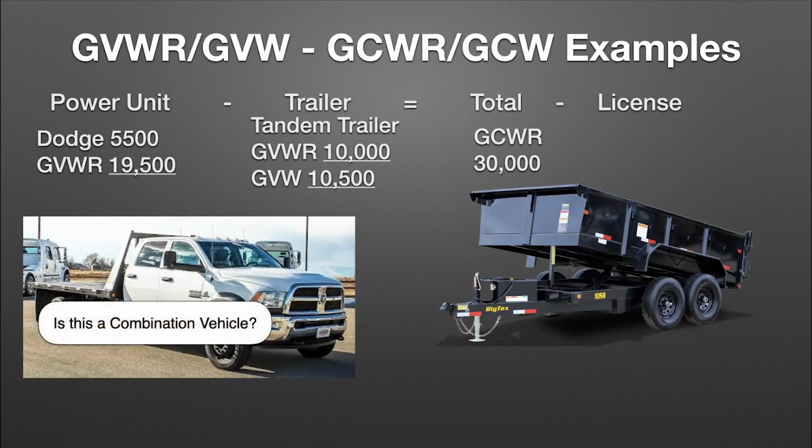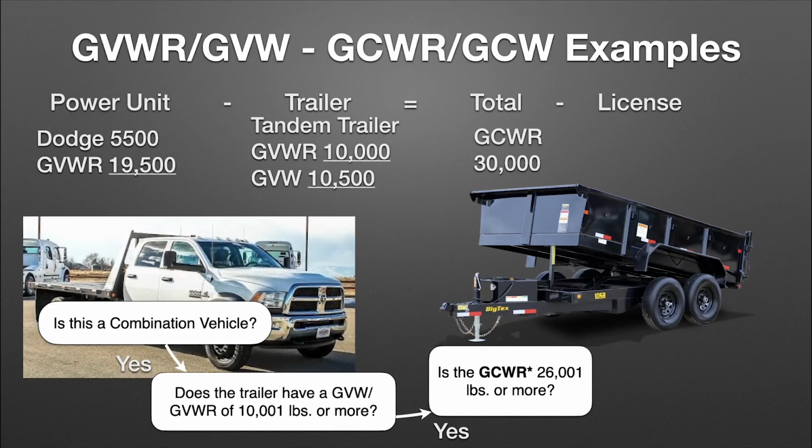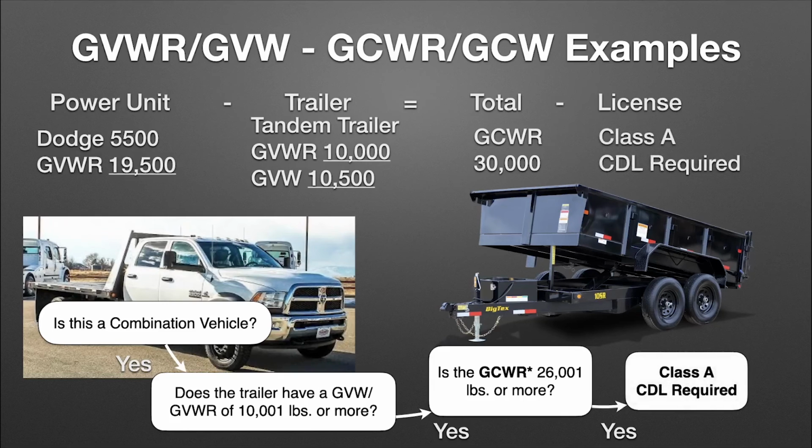And so we go through the flow chart. It says, is this a combination vehicle? Yes, it is. The next question says, does the trailer have a gross vehicle weight, and I'm not even going to worry about rating now because the weight is the heaviest, of 10,500 pounds or more? Yes, it does. So with that one, we go back to the combination being over 26,000 pounds, and we have to answer yes to that. And that is a Class A CDL. Because we loaded this trailer a little bit heavy, it turned this into a Class A CDL combination.